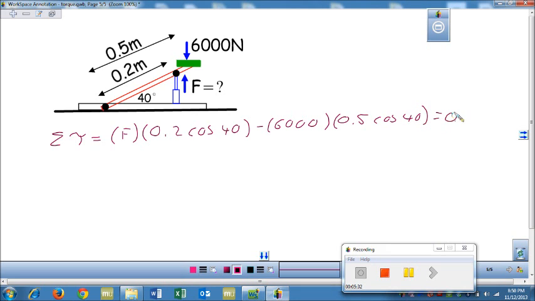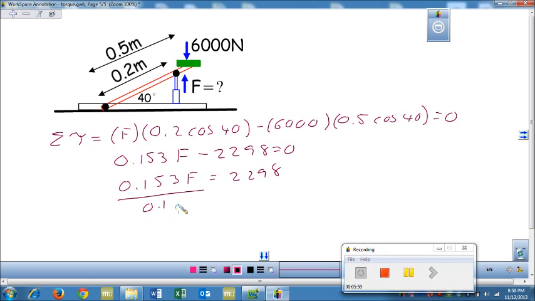40 equals 0. So if we do a couple of calculations here, we see that this is 0.153 F minus 2298 equals 0. So 0.153 F equals 2298. Divide both sides by 0.153. Those cancel, and we end up with F equal to 15,020 newtons.